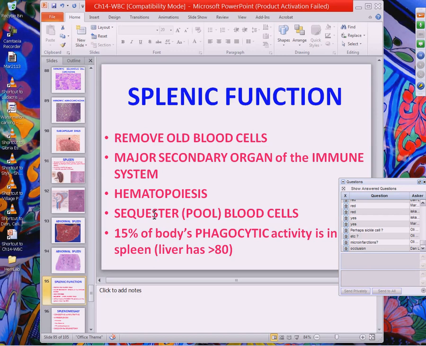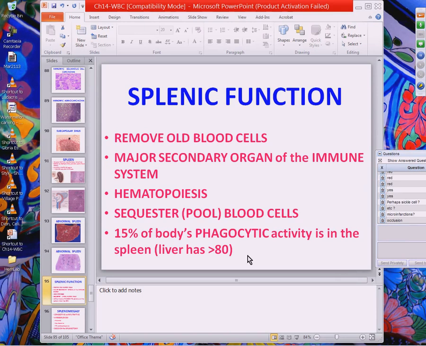And also, it's the main area to sequester blood cells. So when you have a leukocytosis, you don't think that all of those cells are coming from the bone marrow directly. More likely, they're being sequestered in the spleen. And also remember that the areas that pool white blood cells, the marrow and the spleen, hold many, many, many times greater than the number of white cells that are in the peripheral circulation. And also remember that there's a lot of phagocytic activity in the spleen as well.